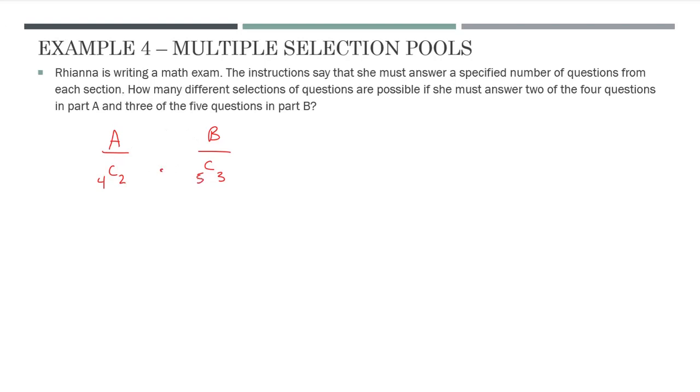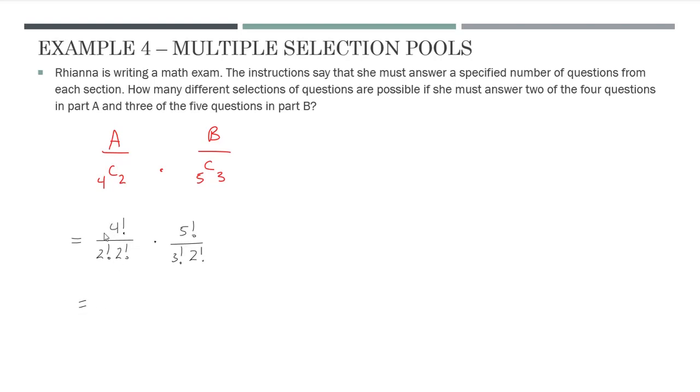We haven't done this in a little bit, so let's go and do this using factorials. So this is going to become 4 factorial divided by 2 factorial times 2 factorial, because 4 minus 2 is 2. Remember, the denominator should equal the numerator. And then for B, it's going to become 5 factorial over 3 factorial, and then 5 minus 3 is 2.